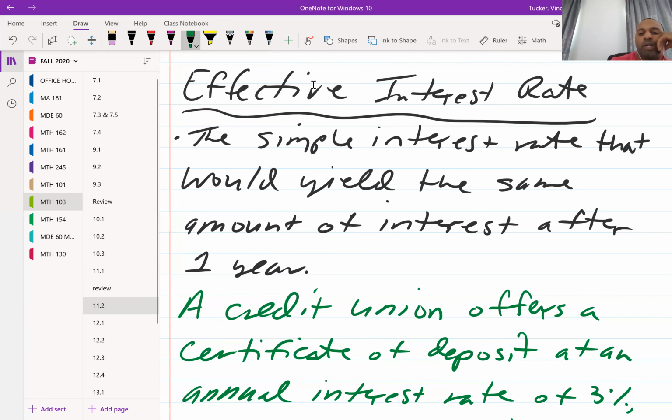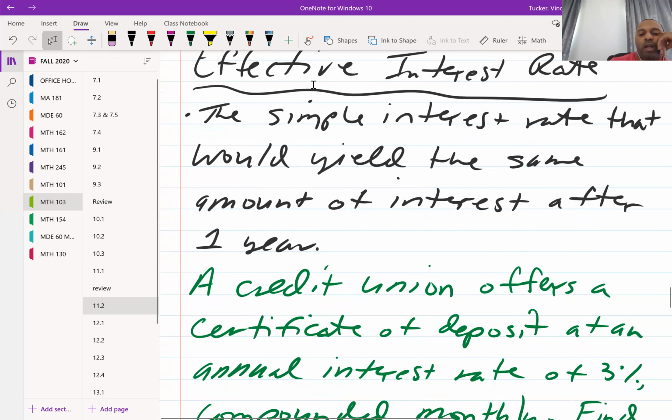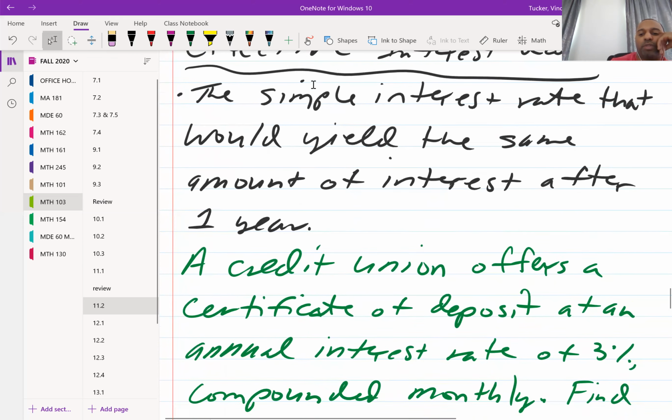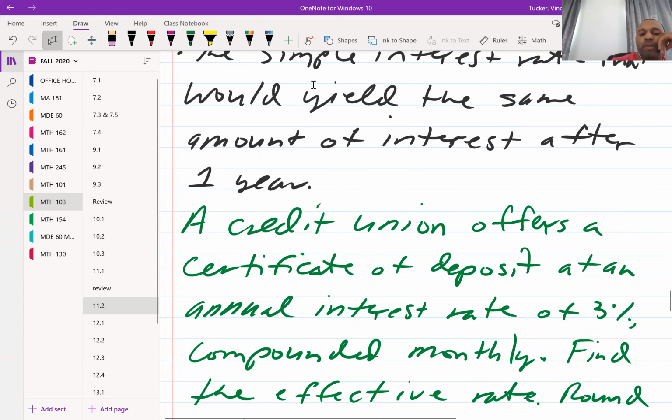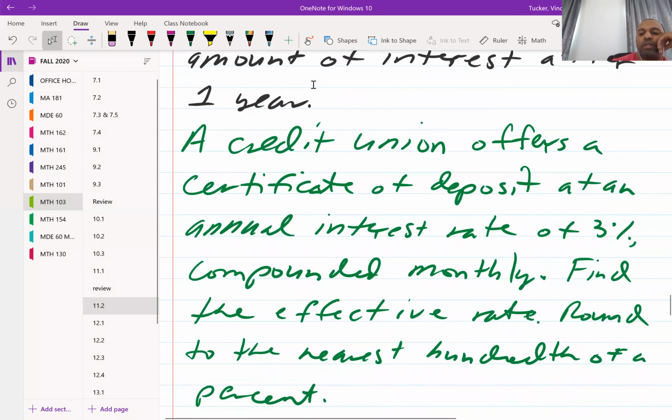All right. So a credit union offers a certificate of deposit, CD, at an annual interest rate of 3%, compounded monthly. Find the effective rate. Round to the nearest hundredth of a percent.